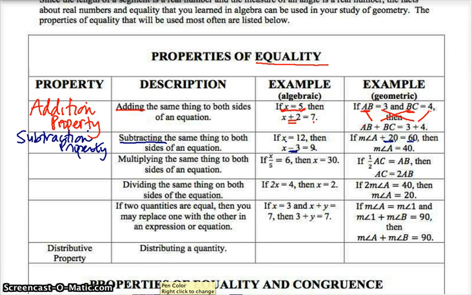Okay, then what happens if we multiply the same thing to both sides? So if we have x divided by 5 equals 6, well, what do we do to both sides? We multiply by 5 to get x equals 30. Or geometrically, if half of AC equals AB, then multiply by 2 on both sides and we get AC equals 2AB. And yes, this is tricky, I know, but it is called the multiplying property.